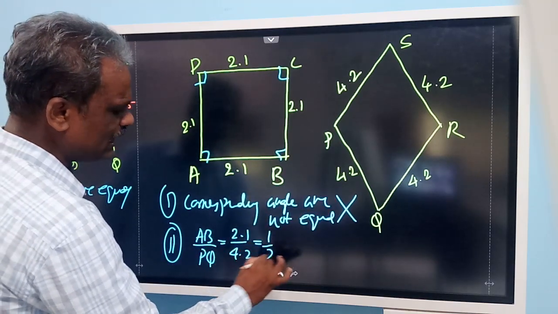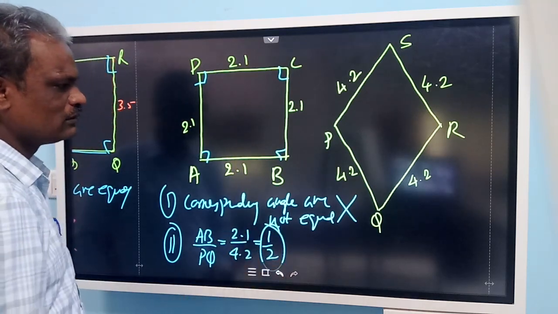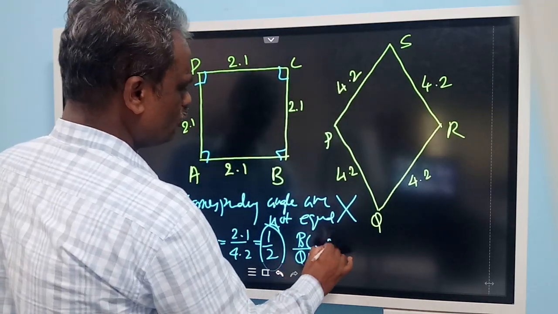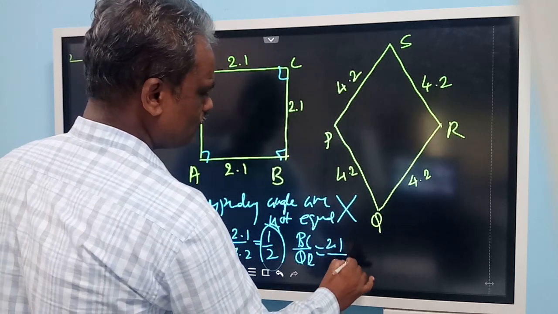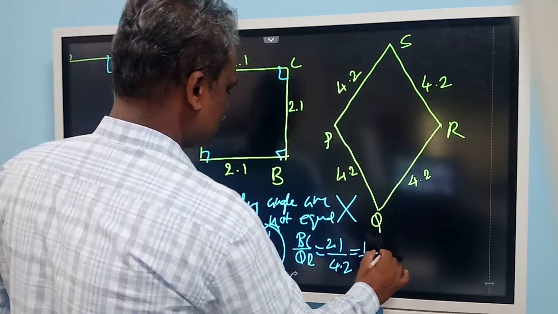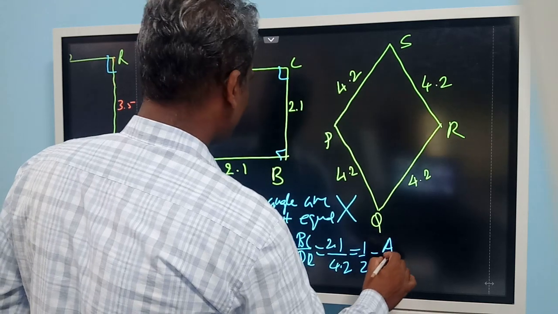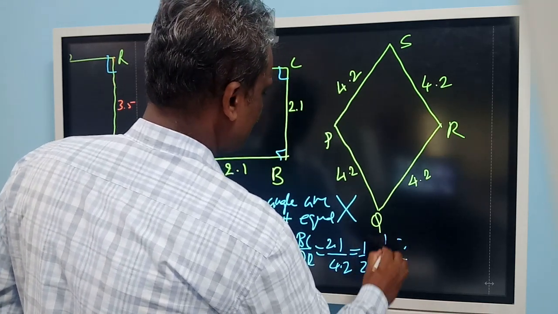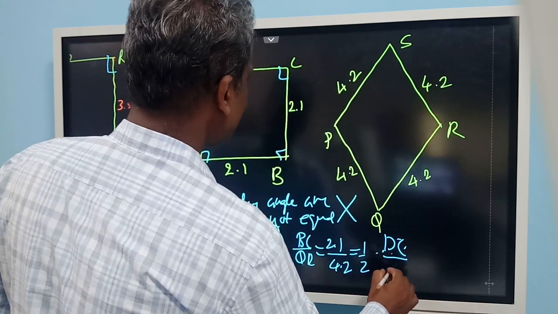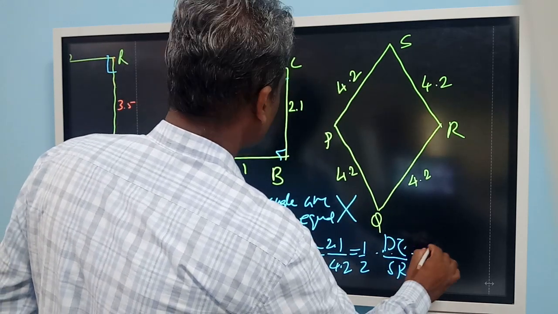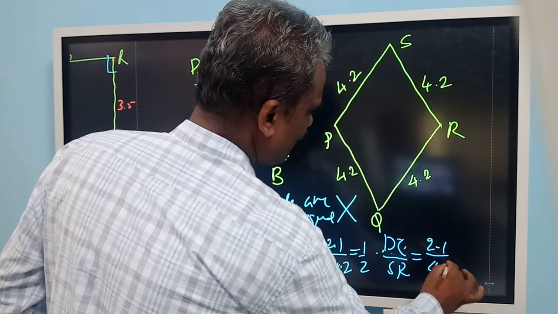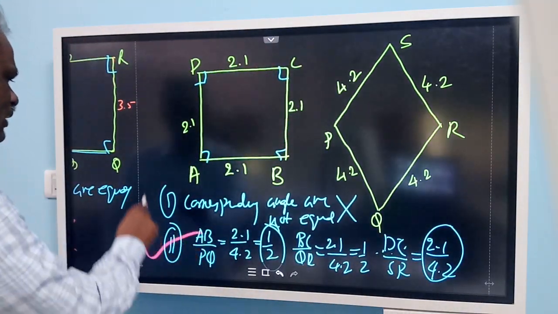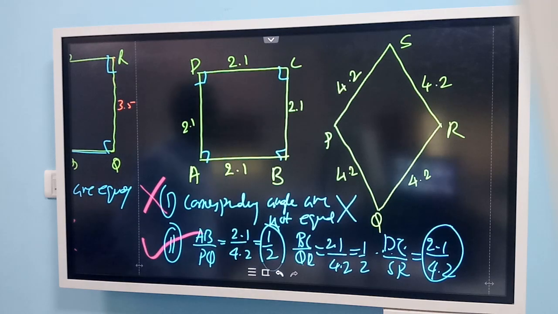It is 1 by 2 only. We are getting 1 by 2. BC by QR, BC by QR. So 2.1 divided by 4.2. Again 1 by 2. So third one, DC by SR. Again 2.1 by 4. All the sides will give you 1 by 2 only. Second condition satisfied, first condition not satisfied here.